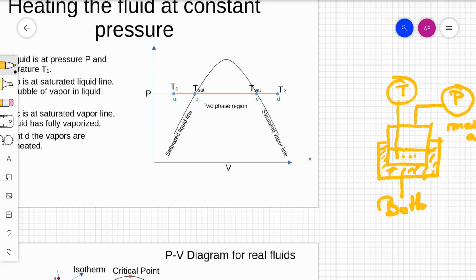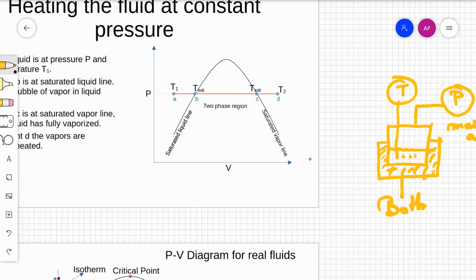If you further heat it, the liquid is now going to get converted into vapors. When all the liquid is converted into vapors, we call it saturated vapors. And when we further heat the vapors, they are called superheated vapors.